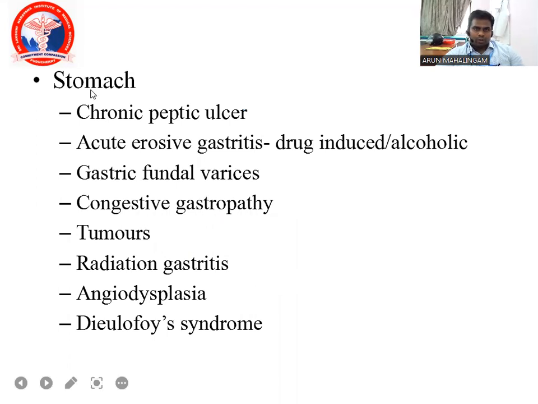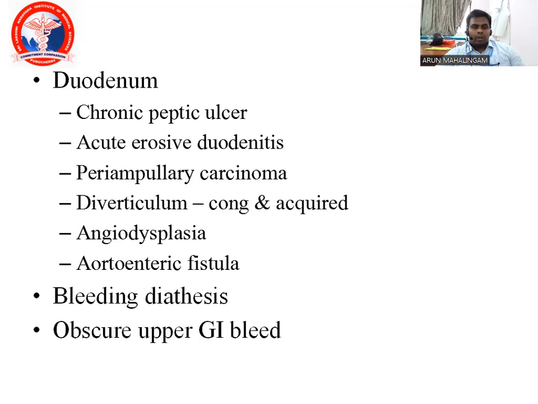Next, I'll be moving on to the stomach. The causes will be chronic peptic ulcer disease and acute erosive gastritis, which can be drug-induced or alcoholic gastritis, gastric fundal varices, congestive gastropathy, tumors, radiation gastritis, angiodysplasia, and Dieulafoy syndrome. And duodenal causes can be chronic peptic ulcer, acute erosive duodenitis, periampullary carcinoma, diverticulum (congenital or acquired), angiodysplasia, and aortoenteric fistula. It can be acute fatal disease, bleeding diathesis, and obscure GI bleed.